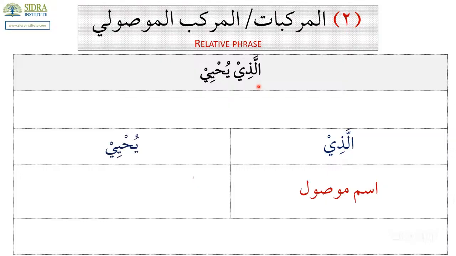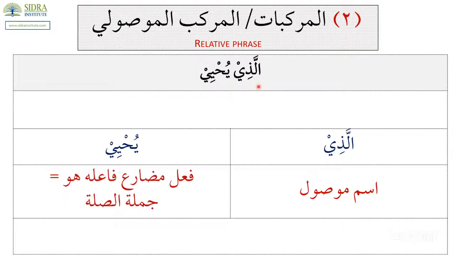So yuhyi, let's break this down. It's from ahya yuhyi ihyan, which means to grant life. So yuhyi would be fi'lun mudari'un, and its fa'il would be the huwa pronoun, which refers back to alladhi. Now this sentence yuhyi will become jumlatus sila, the relative clause.